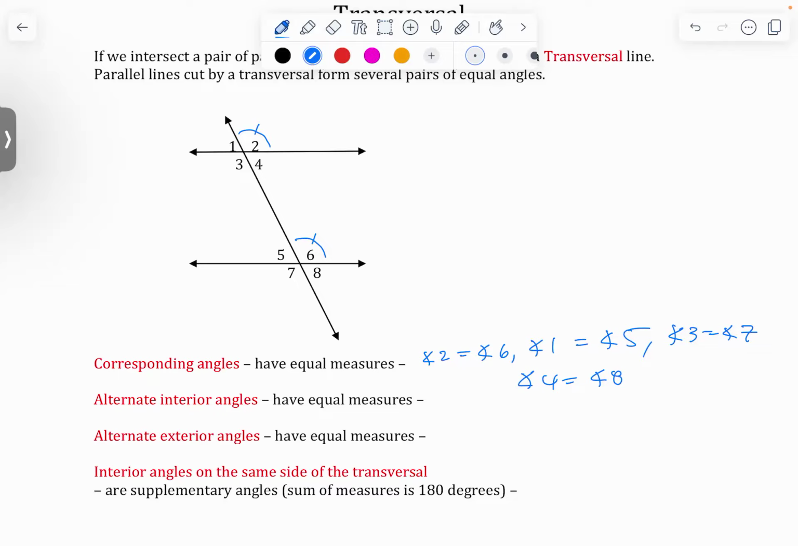Alternate interior angles are pretty fun too. So you have an angle on the inside, still being on the inside, but switching to the other side. That's an alternate interior angle. So angle 4 is equal to angle 5. Similarly, angle 6 is equal to angle 3. And that's actually all the alternate interior angles.